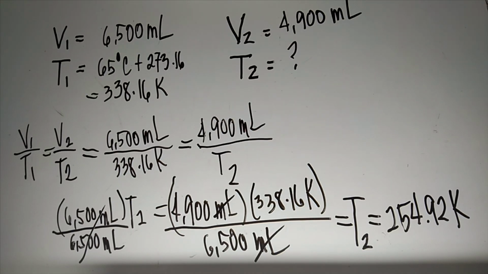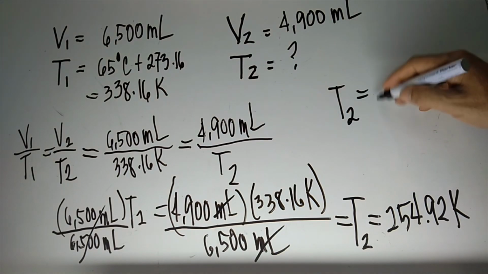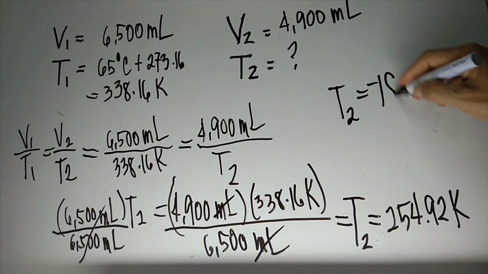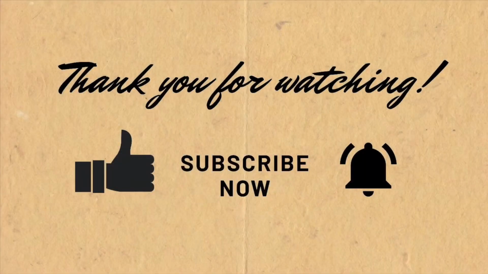So all you have to do is subtract from 254.92 minus 273.16, we'll get the value of negative 18 degrees Celsius. So that's it.